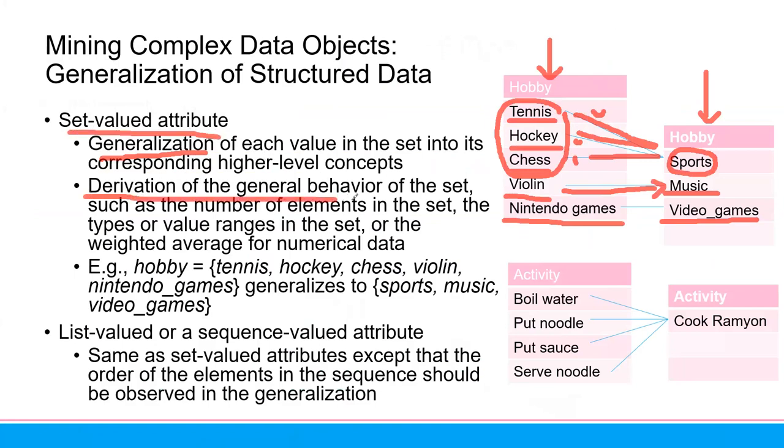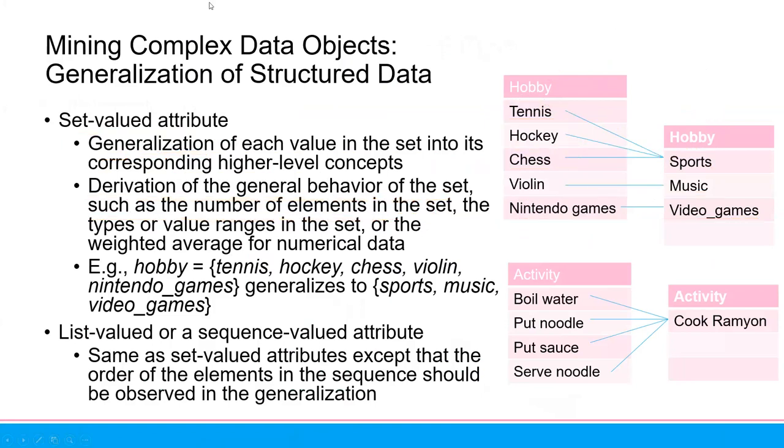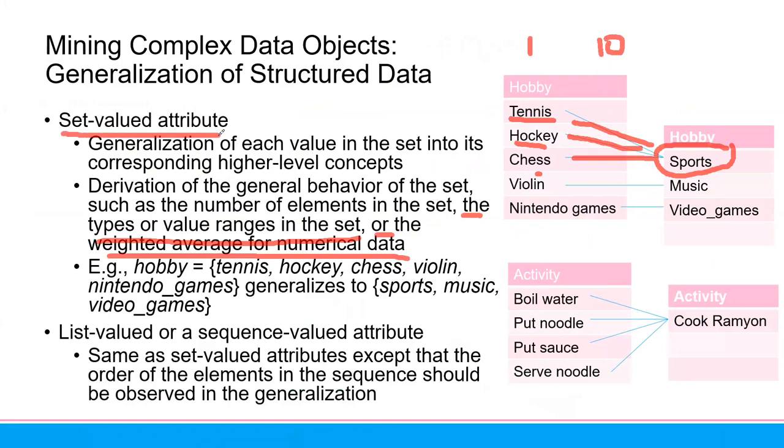We can make the derivation of the general behavior of a set, such as the number of elements in the set. For example, for sports I have three elements: tennis, hockey, and chess. Or we can have the types or value ranges in the set, for example, numbers between 1 and 10. Or we can have the weighted average for numerical data. So there are many things that we can do with the generalization of structured data with the set value. For example, now we have the hobby, which is tennis, hockey, chess, violin, Nintendo games, and then it is generalized to sports, music, and video games.